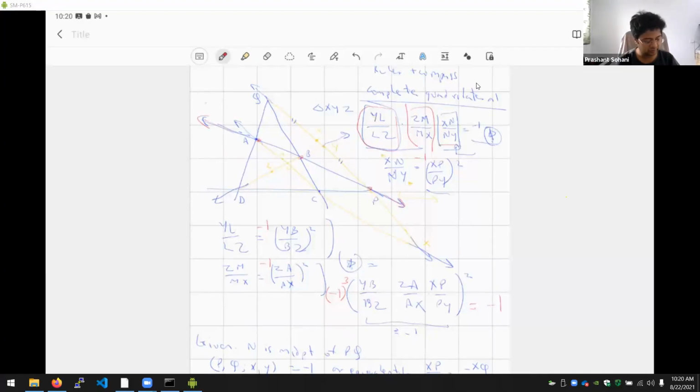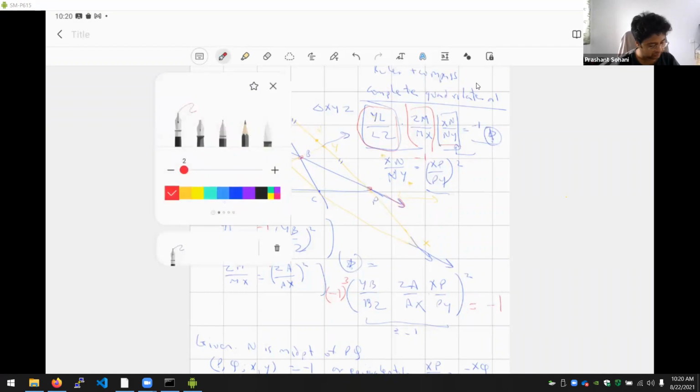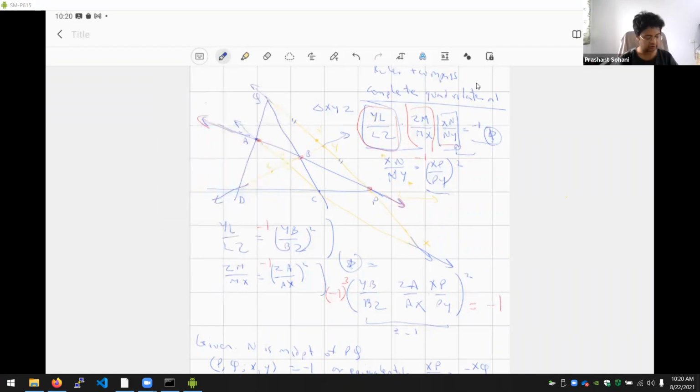As I said, this was not a straightforward problem as such. You understand how in one big problem there are several small problems. When you put those parts together, you get the big problem. If I split this problem into separate parts, like if I ask you to prove that XN upon NY equals minus XP upon PY whole square, I think many of you would get it.